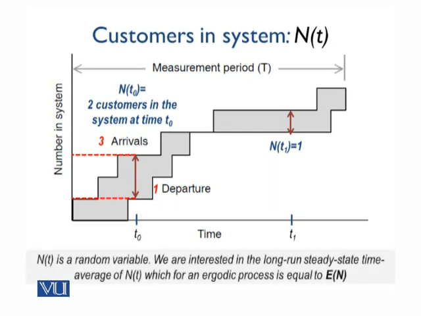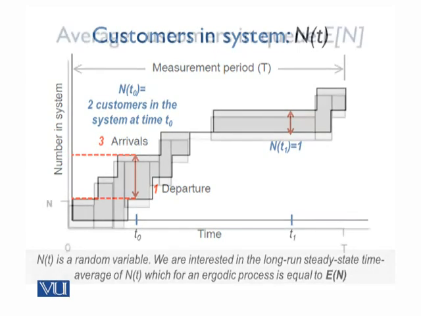Since n of t is a random variable, we are interested in the long run steady state time average of n of t, which for the case of a long run would be equal to the expected value of n. So how do we go about determining that?